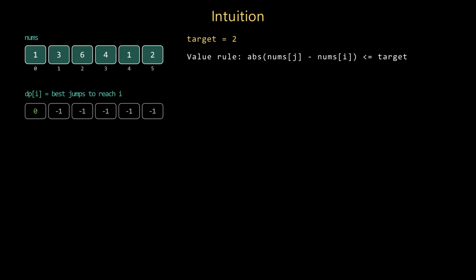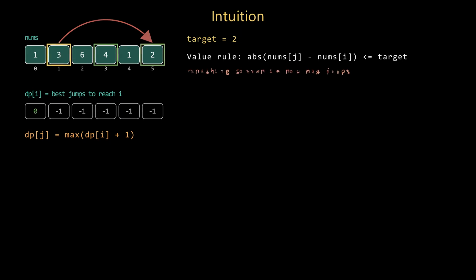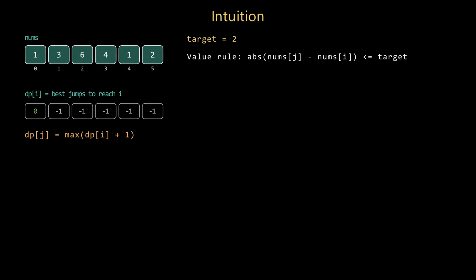Let dp[i] mean the best jump count needed to reach index i. Start with dp[0] equal to 0, and mark every other index as unreachable. To fill one destination j, look back at every earlier index i. If i is reachable and the jump from i to j is legal, then dp[i] + 1 is a candidate. A local rule like closest legal jump or farthest legal jump is not reliable, because that choice changes what future platforms can be reached.